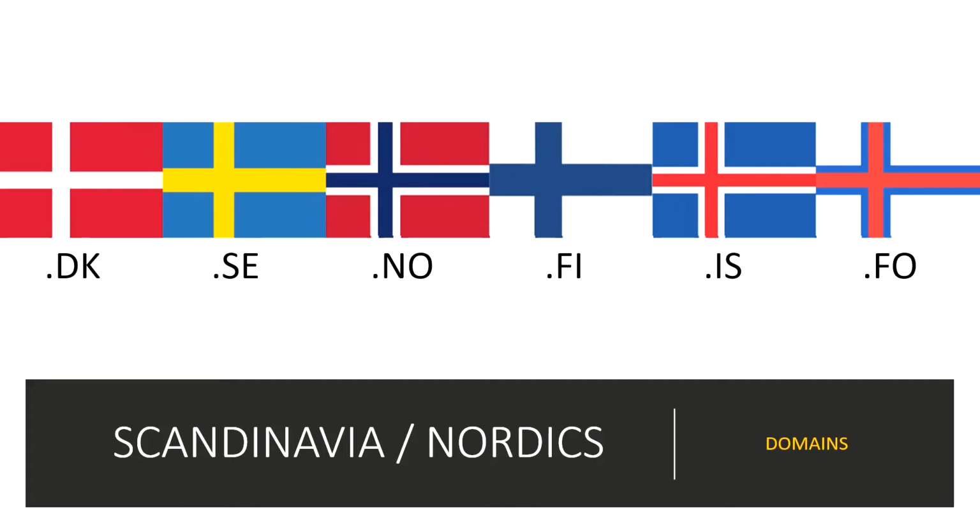Then we have the domains of the countries. Denmark has DK, Sweden has SE, Norway has NO, Finland has FI, Iceland has IS, and Faroe has FO.